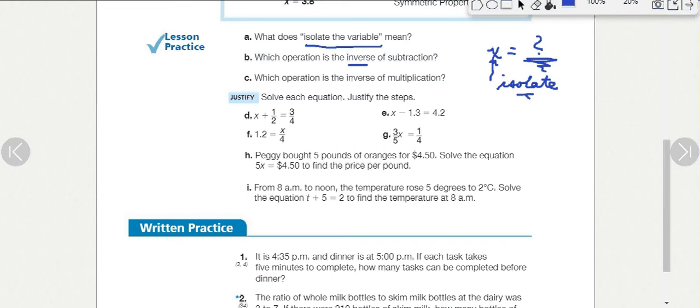The inverse means the opposite operation. So for subtraction, that's addition. For multiplication, that's division, right? Why don't you solve D, E, G, and pick one of these for 4 total problems, please. Thank you.